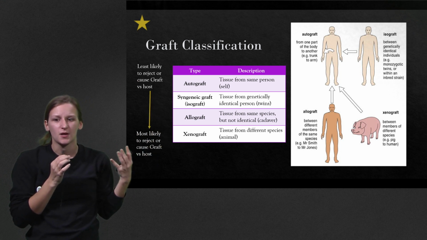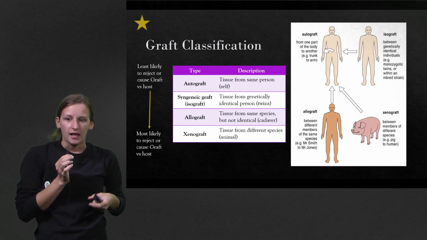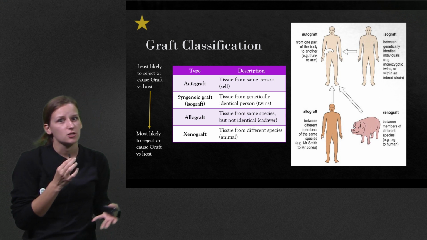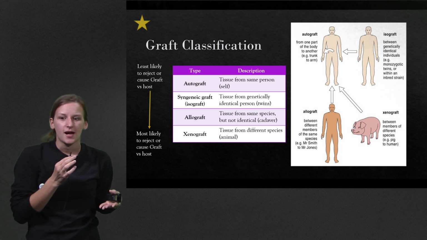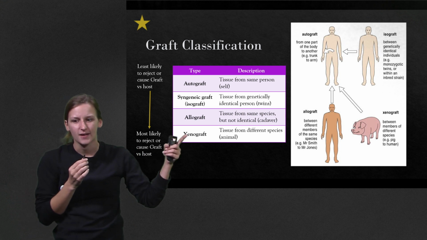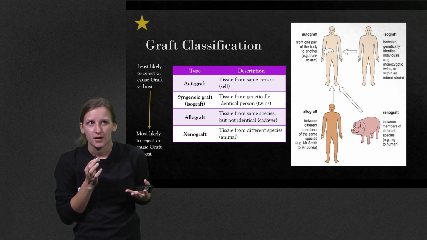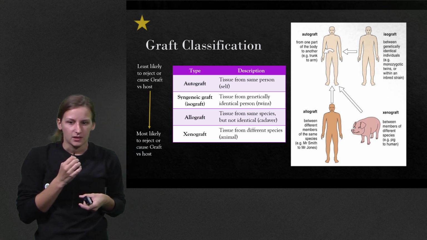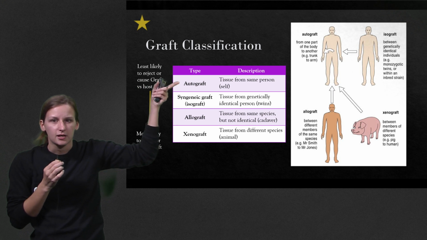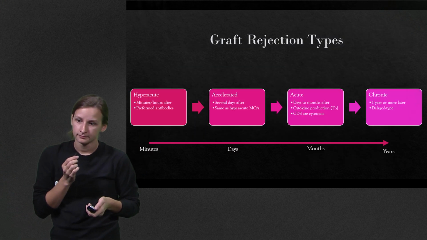Syngeneic is if you have a genetically identical twin and you get a graft from them. Allograft is when you get it from another human being, so it could be a stranger, it could be your family. And then xenograft is from an animal. I can think of heart valves from pigs as the example that's used. There could be maybe pancreatic cells, different things like that. But yeah, so least likely to cause immunogenicity, most likely to cause immunogenicity.